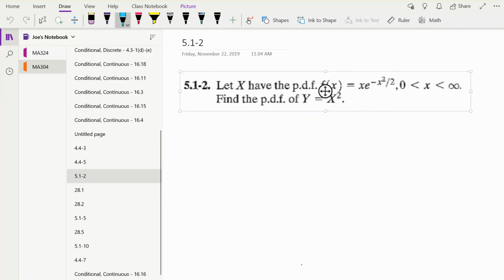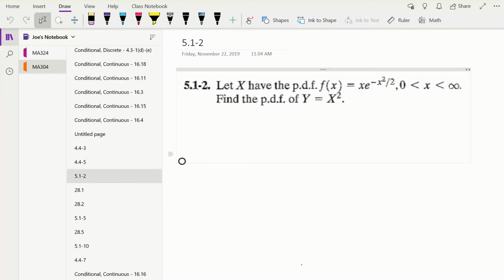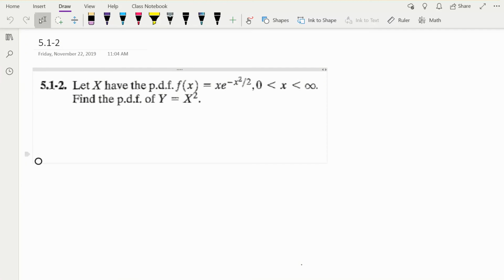All right. Let's look at something, well, I'll call it new, but it's not really new. There's only one new little spot that's in section 5.1.